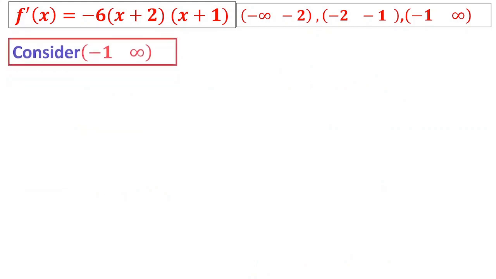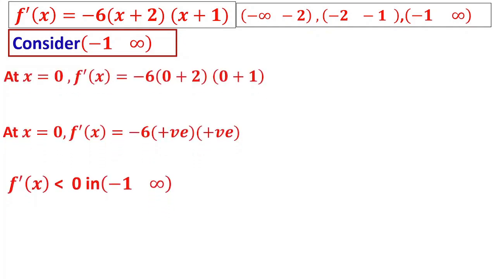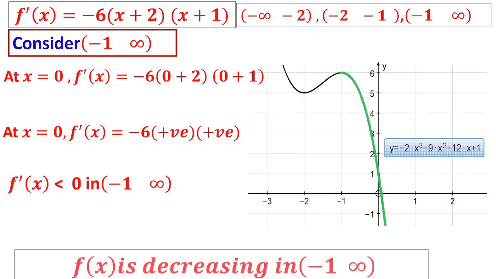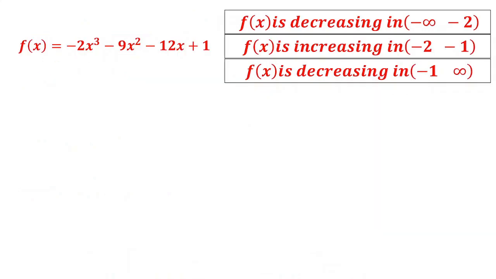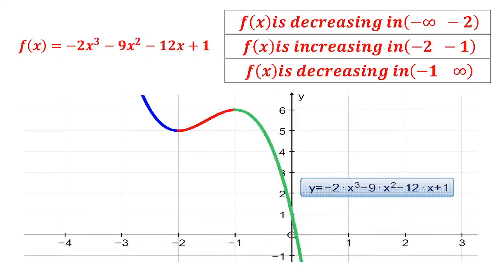Now I am taking minus 1 to infinity. Therefore this is 0 I am taking. Good. Minus 6 into positive is less than 0, it is decreasing. Therefore you are seeing here that from minus infinity to minus 2 it is decreasing, and from minus 2 to minus 1 it is increasing, and from minus 1 to infinity it is decreasing. Comes down, goes up, and then comes down.